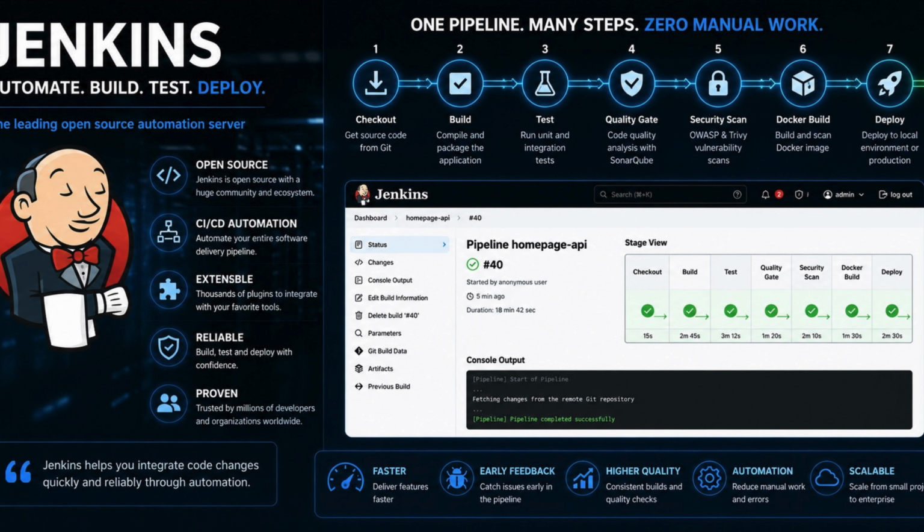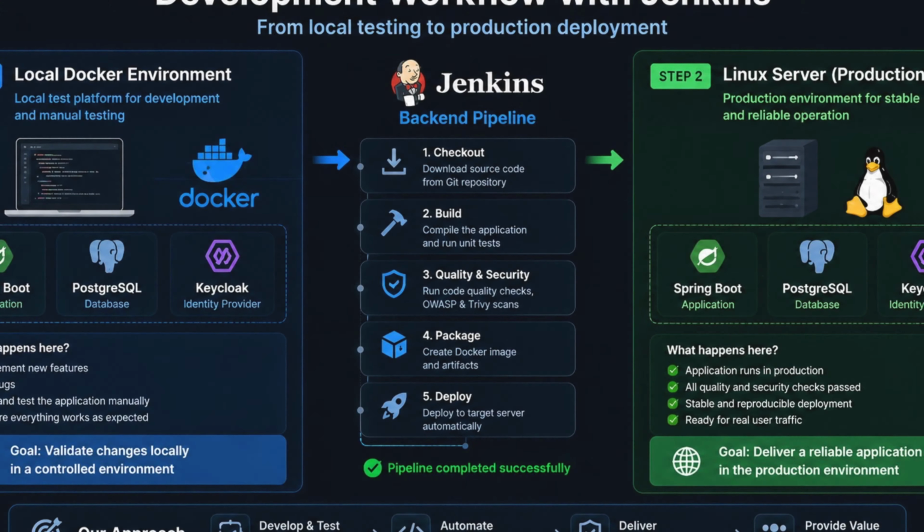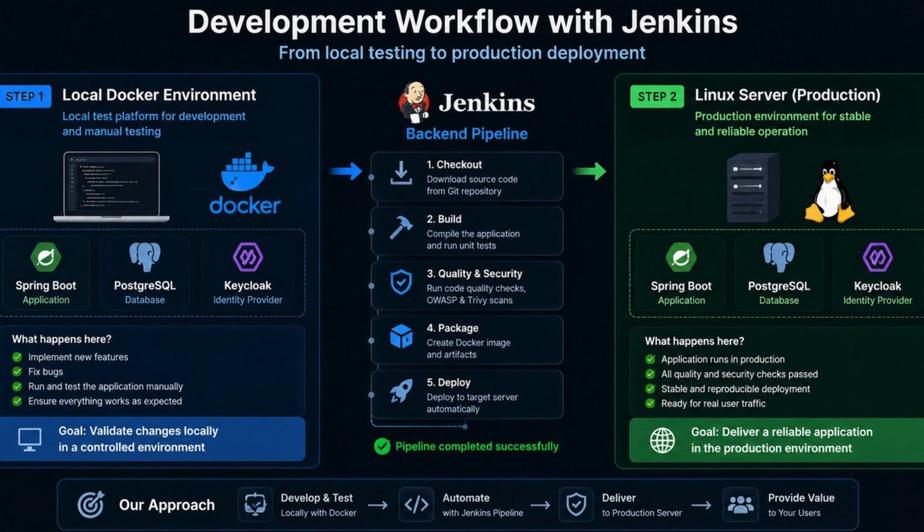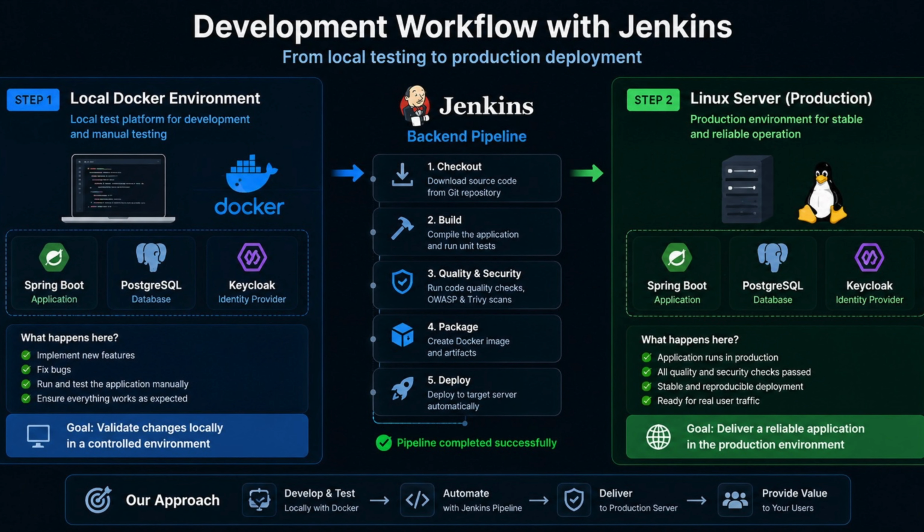Everything starts in my local Docker environment. This is where I develop new features, fix bugs, and test every change before it ever reaches Jenkins. Docker allows me to run all the required services, including Spring Boot, PostgreSQL, and Keycloak, in a fully reproducible environment. As a result, my local setup is already very close to the production environment. Once everything has been tested successfully on my machine, it's time for the next step.